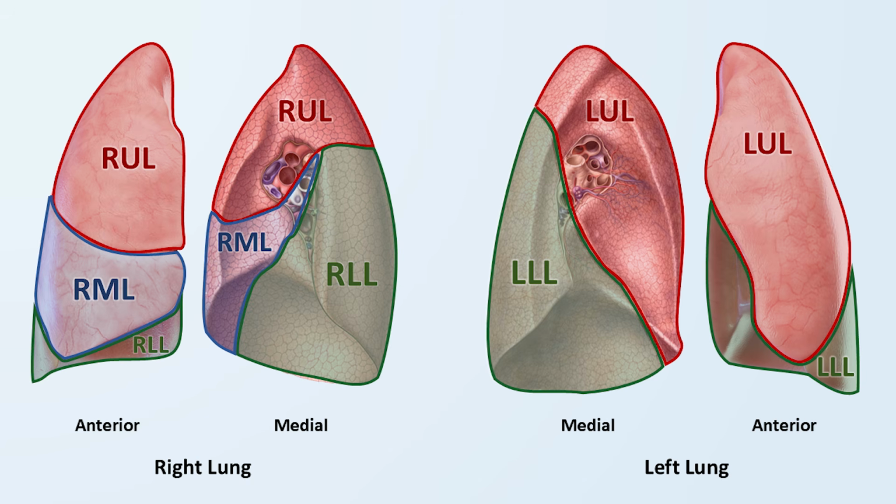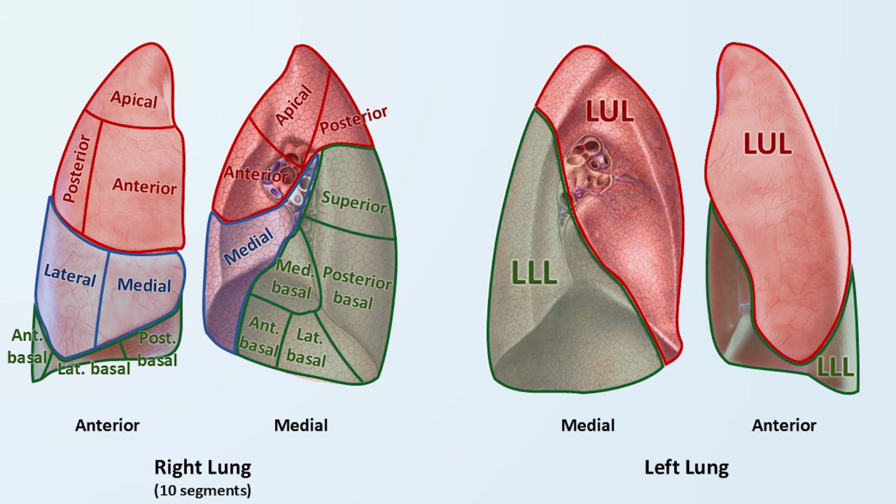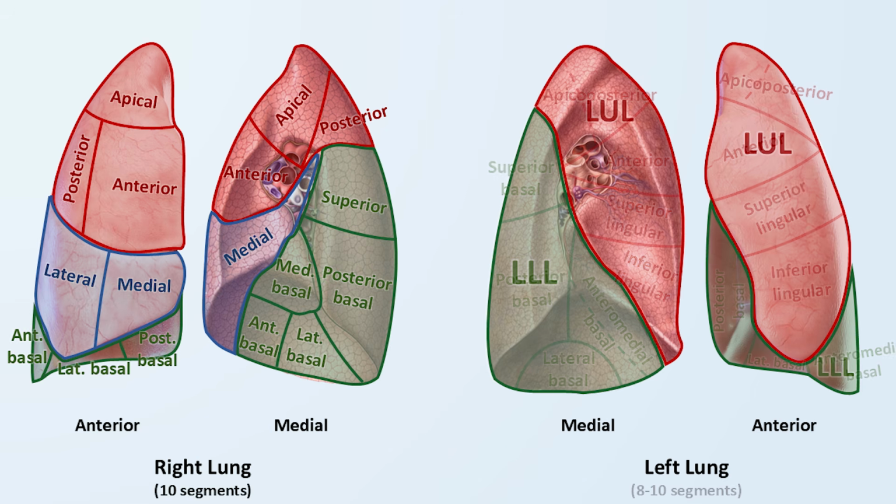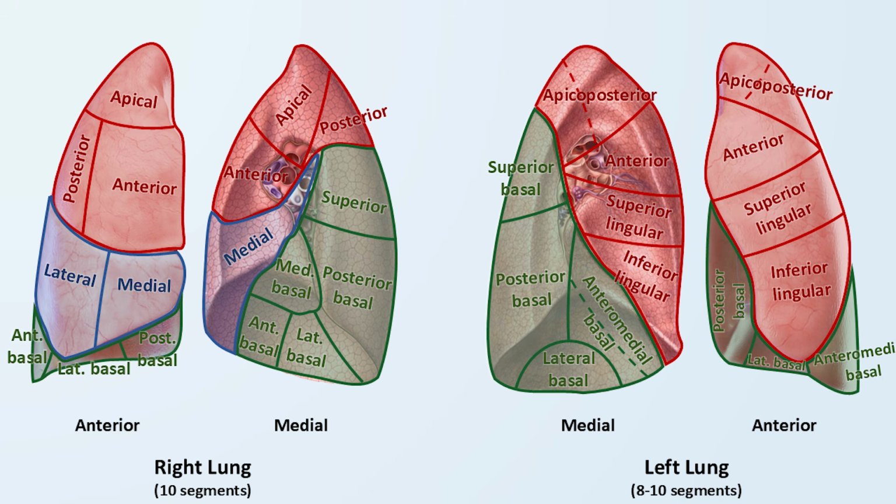Each of the five lobes is further subdivided into bronchopulmonary segments, which are functionally independent units, each supplied by its own airway branch called a segmental bronchus, and its own branch of the pulmonary artery called a segmental artery. There are typically 10 segments total in the right lung, and either 8 or 10 total in the left lung, depending on the classification system used.